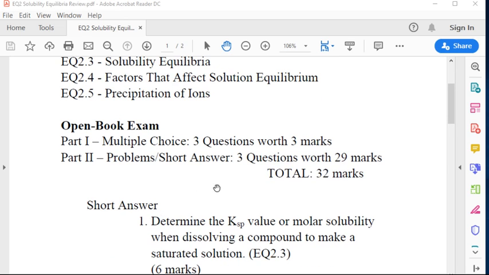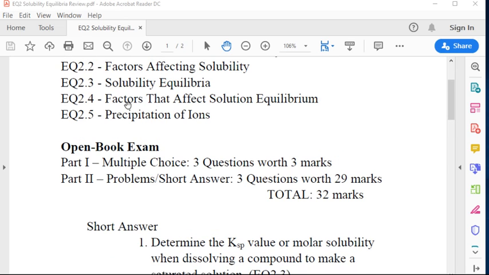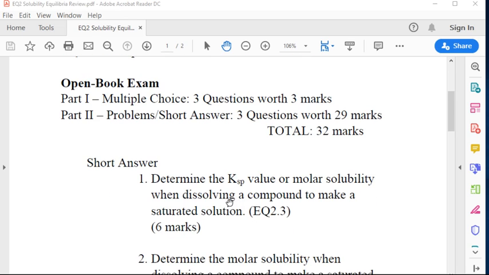And then moving on to the problems, I basically have one question from each of the sections from 2.3 to 2.5. So 2.3, we did two types of questions there. You could be given the molar solubility and you're asked to figure out KSP through the use of an ice chart. Or using that ice chart, I could give you the KSP and you have to figure out the molar solubility, so you have to use the variable x to figure that out. So that's worth 6 marks.